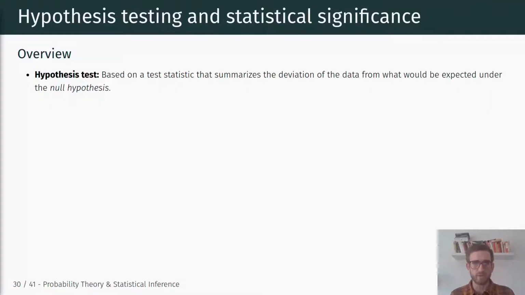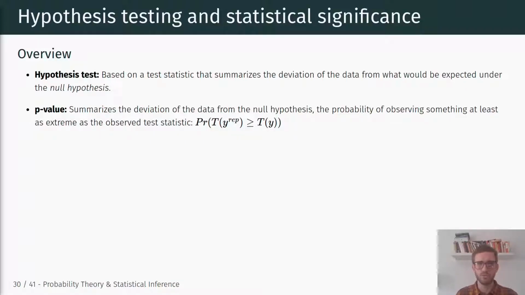Most generally, what we mean by a hypothesis test is we derive a test statistic based on our data that summarizes the deviation of the data from what would be expected under a given null hypothesis, right? So in our regression framework, this null hypothesis often implies that, for example, a given coefficient would be equal to 0. Okay, we can then compute a test statistic, and based on that test statistic, we can evaluate how likely it is to observe the test statistic that we observed in our data set under the assumption that the null hypothesis was true.